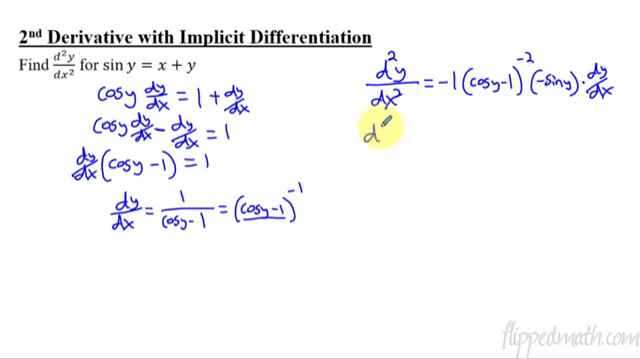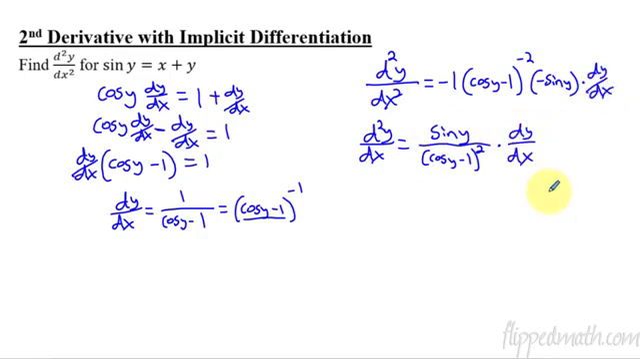In fact, I'm going to do this. d squared y. Let's clean this up just a little bit before we do our next step. So the negative and the negative, those just cancel. And so I'm going to have a sine y on top of a fraction. On the bottom I have cosine y minus 1 quantity squared. And then I have times dy dx.